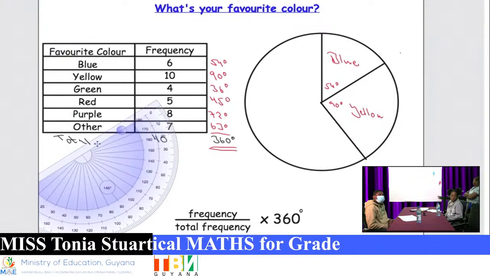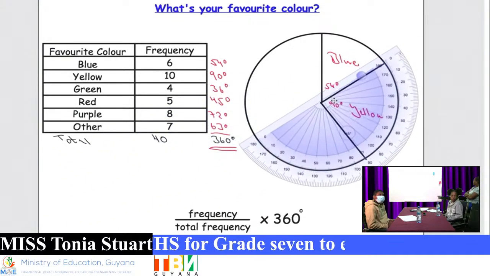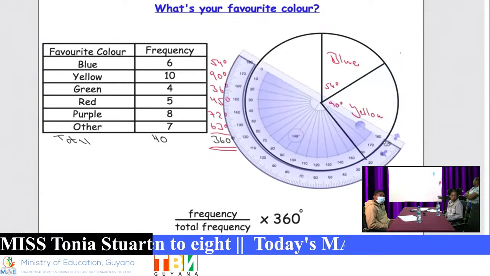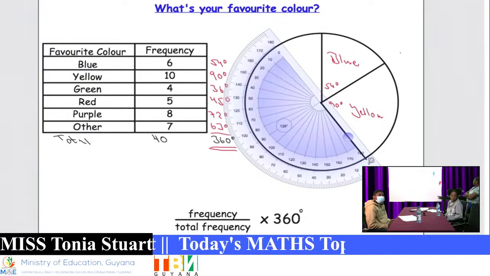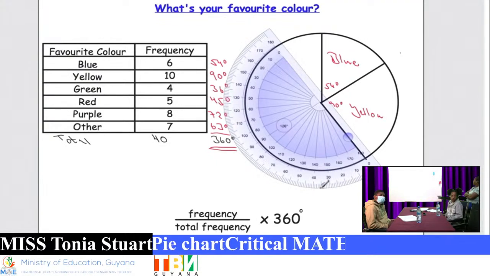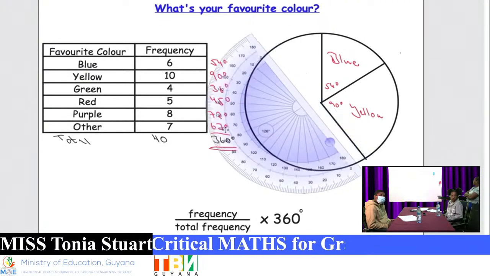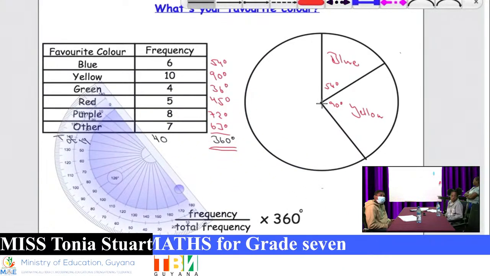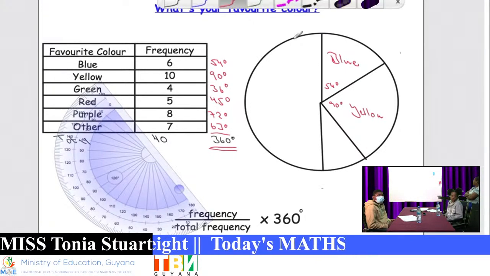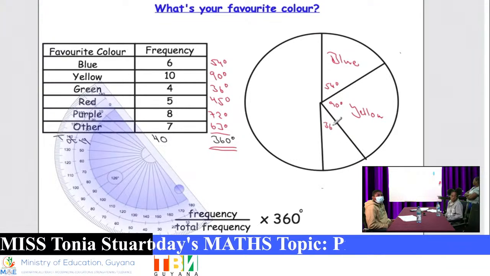Green, 36 degrees. Take the protractor. Put it in the center of your pie chart. Move it around so that we're measuring from 0 as always. We need 36 degrees. So I'm going to go to 36, which is right there. Little mark, and draw your line. Again, labeling appropriately, 36 degrees, and that is green.